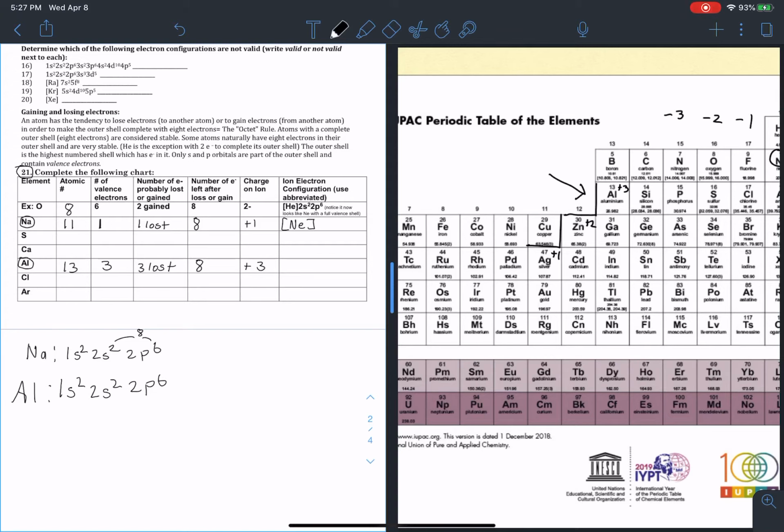And, well, what do you know? This looks super familiar, right? It's the same thing as before. So, again, the abbreviated ion electron configuration for aluminum is also going to be just Ne. That's really cool. Everything's kind of starting to come together. So that is going to be it.